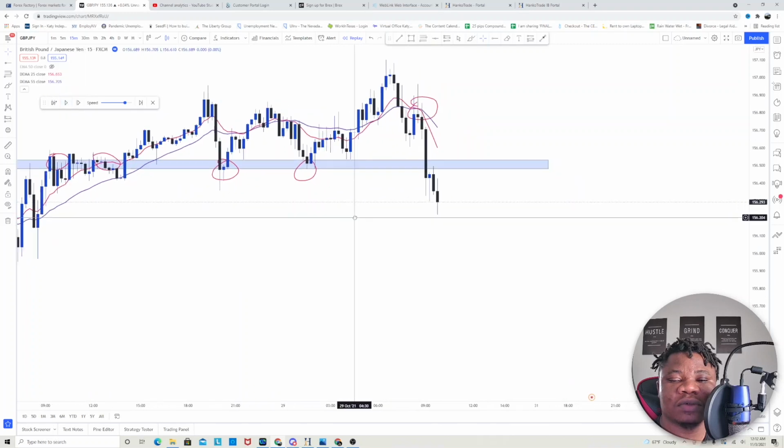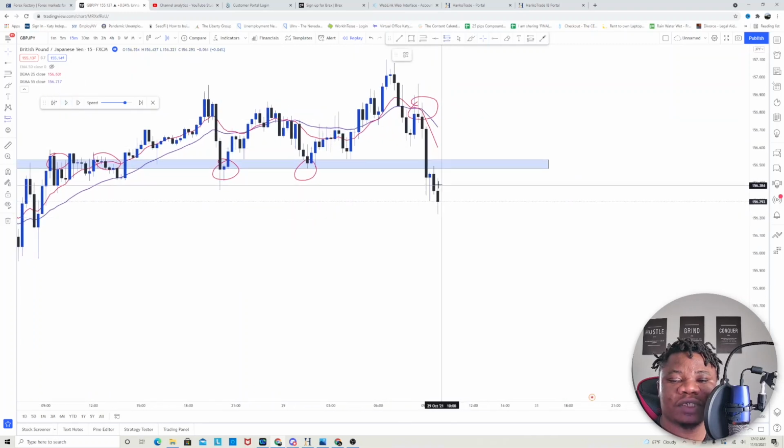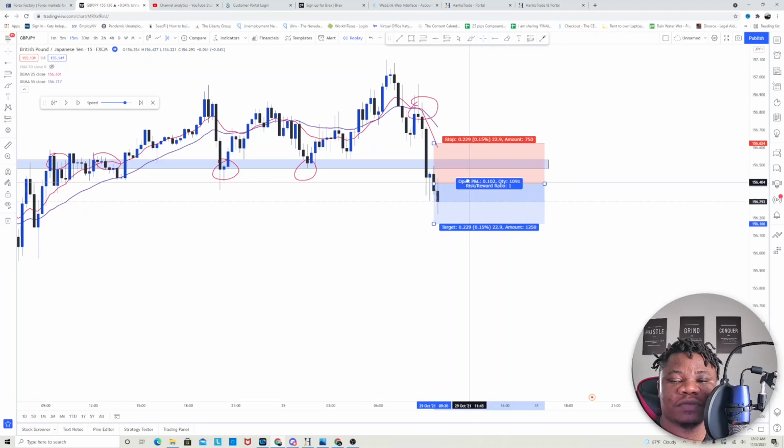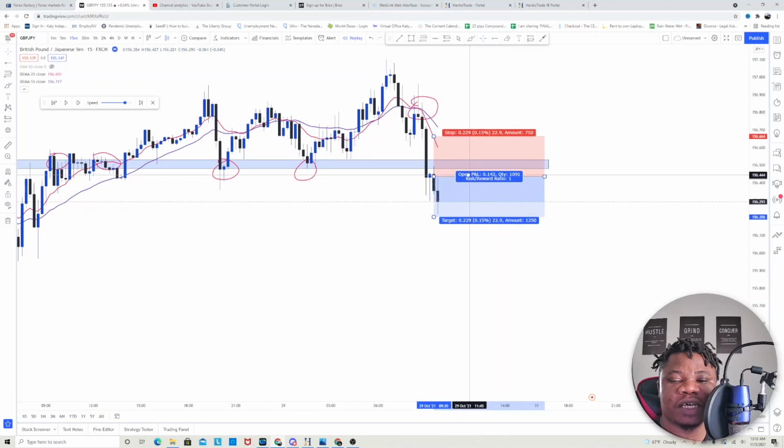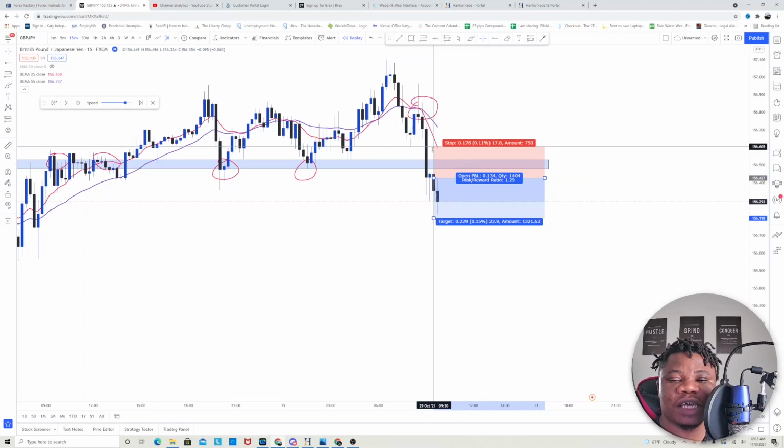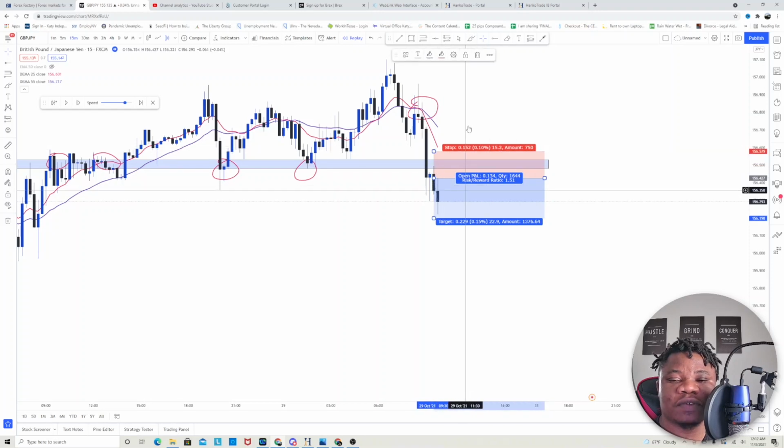Now we will have our entry right over here at this bearish candle. We have our entry right over here because this candle closed bearish, and we will have our stop loss right above our zone. We just give it a little bit of room. We're looking at 15 pips.